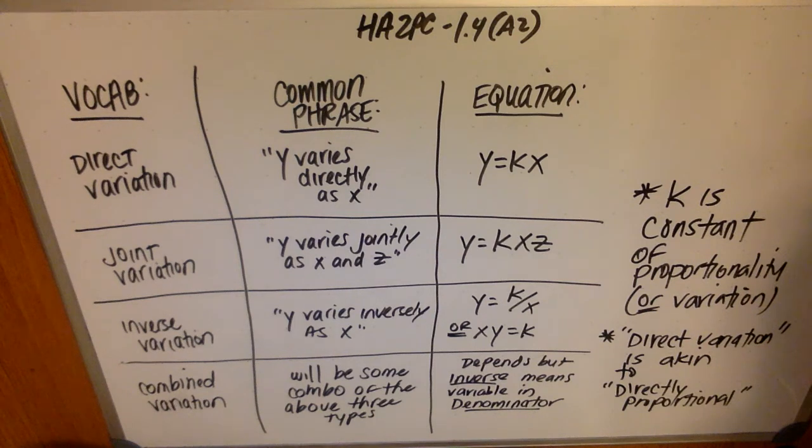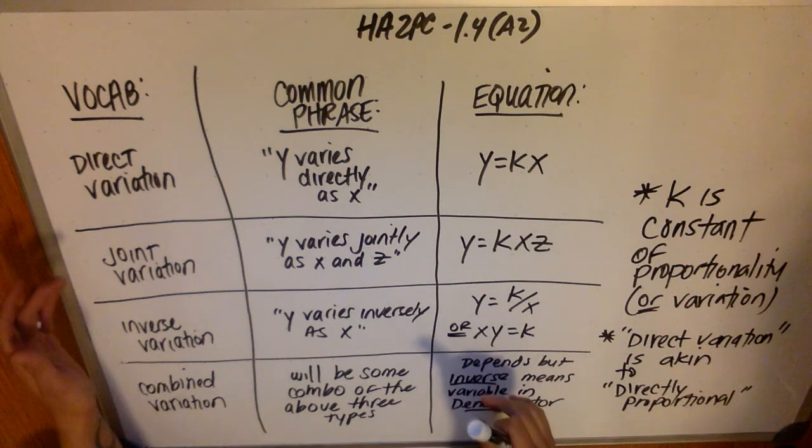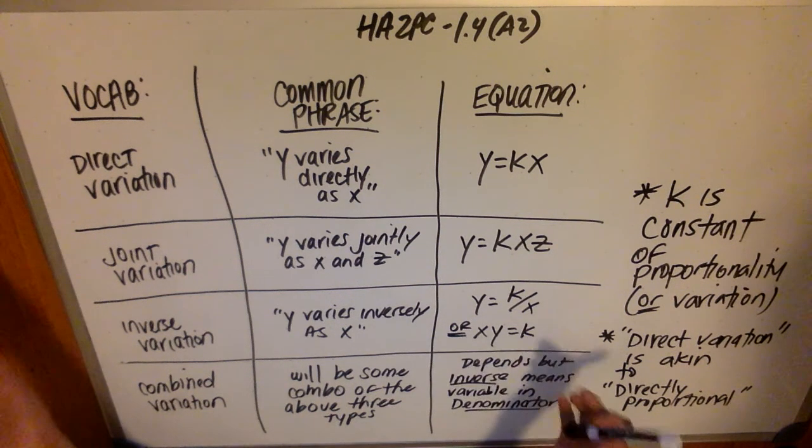So I've listed the 4 different types of variation that your book addresses in this section. I've listed the common phrases that you're going to see that go with it. And then I've given a sample of what the equation would look like that goes with that phrase, with the exception of the last one, combined variation, because that has just too many possibilities to have a typical common phrase. So let's start with direct variation. Remember that you could replace the phrase direct variation with directly proportional. It means the same thing.